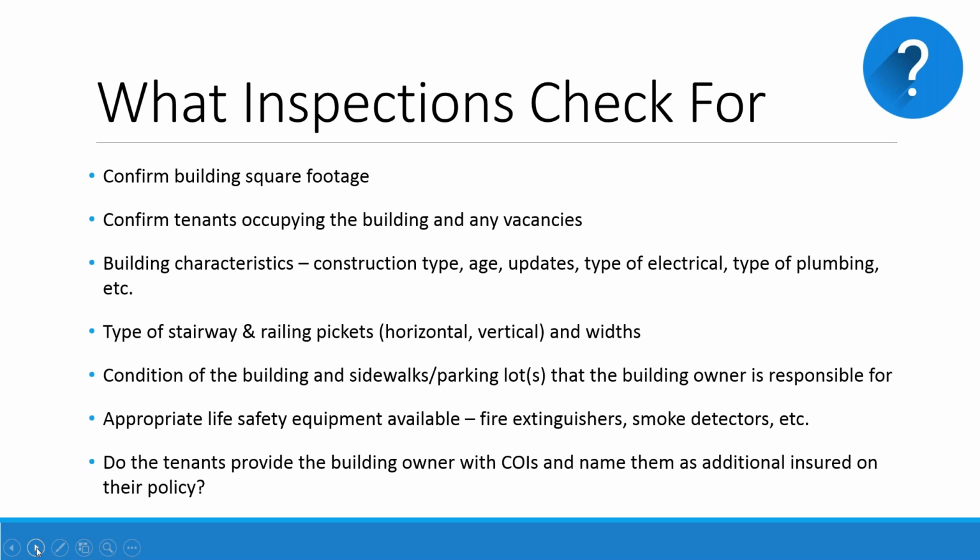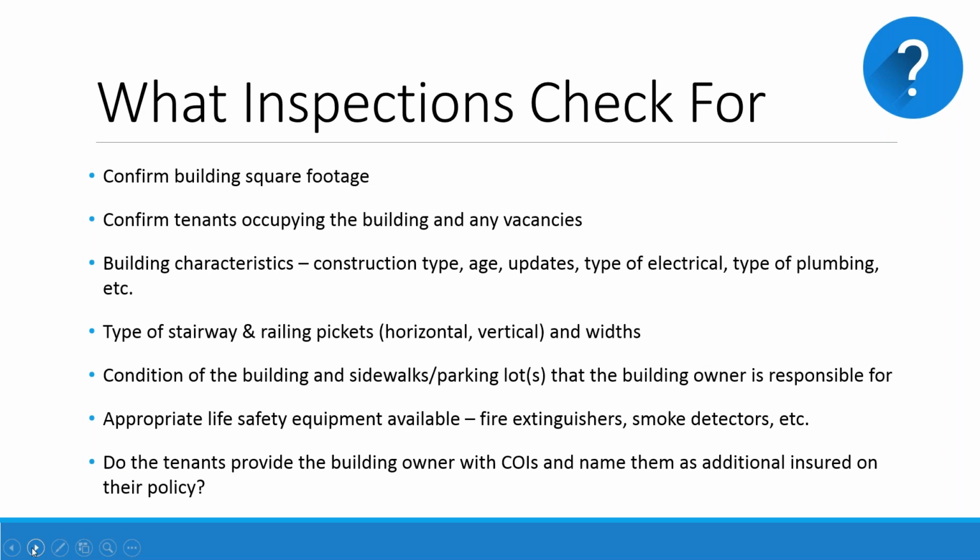And then some other things that inspections are going to check for. Obviously, they're going to confirm the type of tenants occupying the building to confirm the information we provided them when we first quoted the risk is accurate, so those tenants are still in the building. And then they're also going to check to see if there's any vacancies. Again, like I said, that's a good thing to be checking for originally. They're also going to be checking the construction type, the age of the building, if there's been updates, the type of electrical in the building, the type of plumbing. So pretty much anything that has to do with the building, they're going to check, since that's the primary coverage for the lessor's risk: providing coverage for the building.